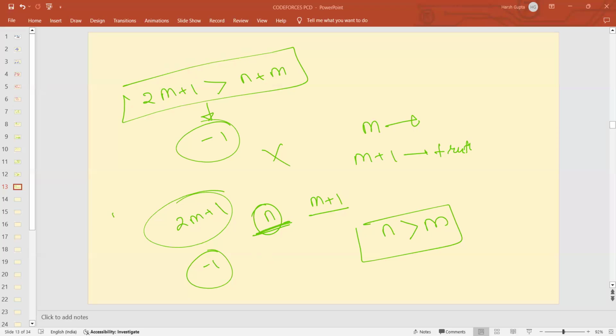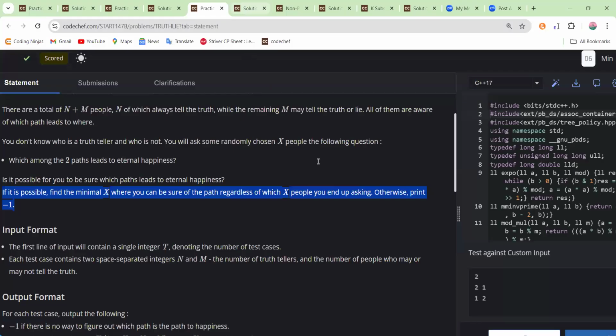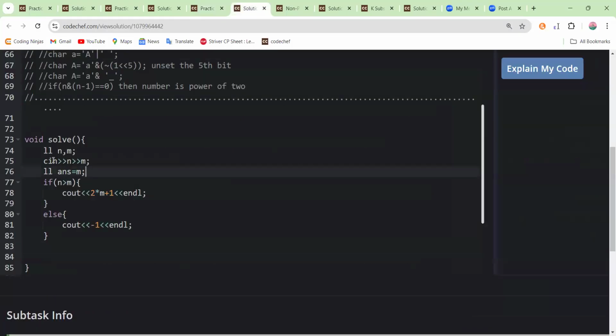So let's jump on to the code. So basically I took inputs of n and m, just neglect this line. If n is greater than m, then in that case my answer will be 2 into m plus 1. Else my answer will be minus 1.